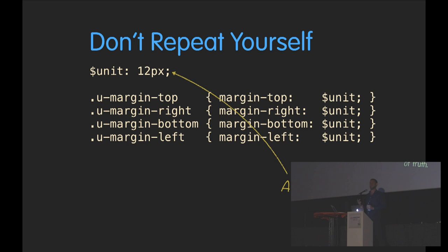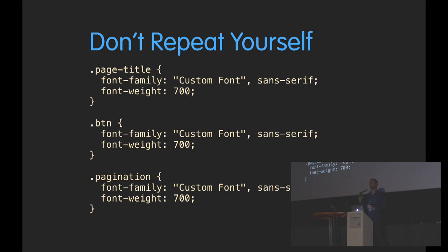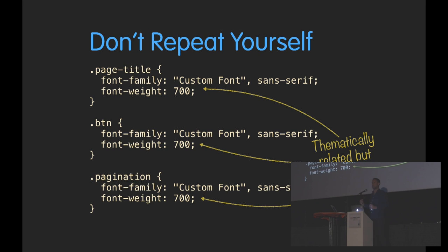Slightly more complex example. We've got three completely unrelated rule sets here. These rule sets have nothing to do with each other. But they've got these thematically related declarations, right? We've got a custom font and a specific font weight. Whenever we apply this font, it needs to be rendered font weight 700. The problem here is, if we were to change the custom font that we're using, we're going to have to go through and change that 700 in every single location.